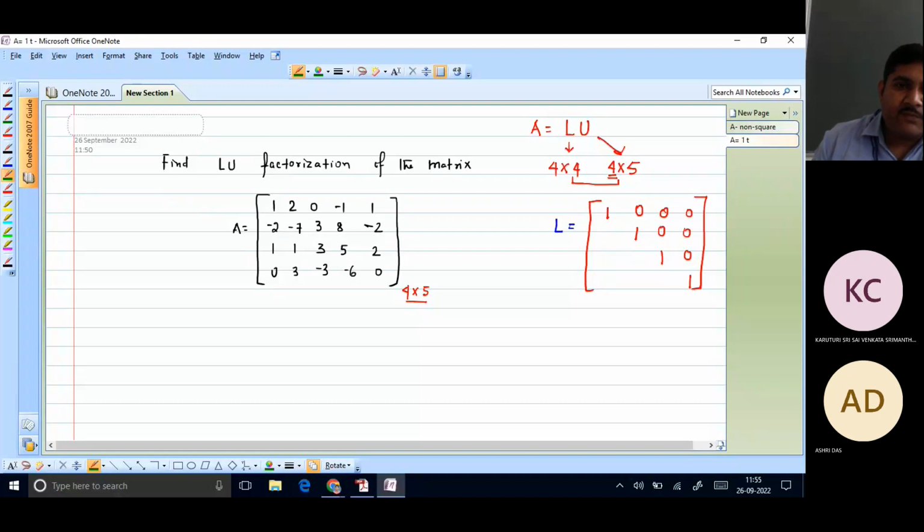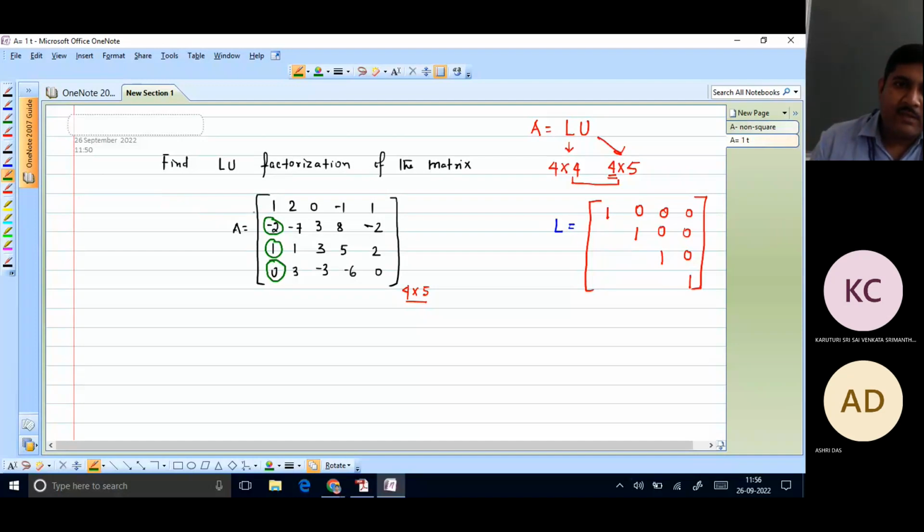So see, first of all, I want to make the entries below 1 in the first column as 0. I want to kill all the elements in the first column below 1. That is my first task. And negative of the multipliers I will put below 1 in L.